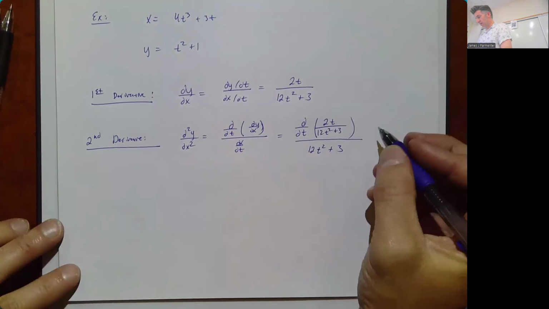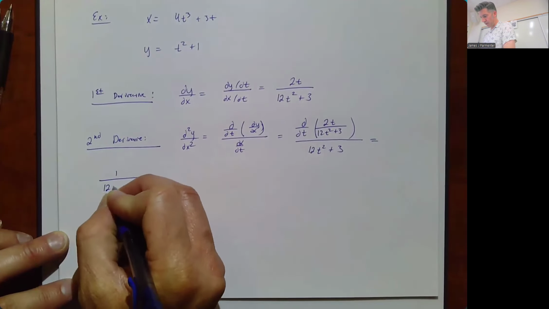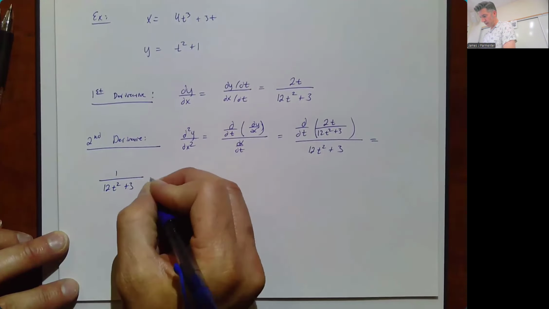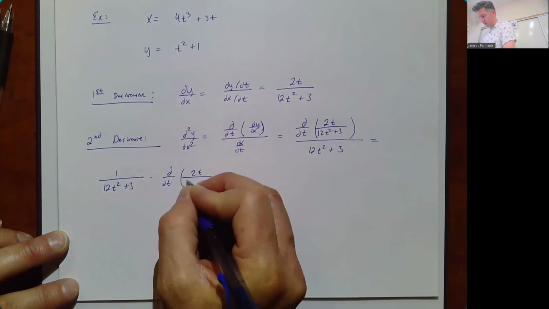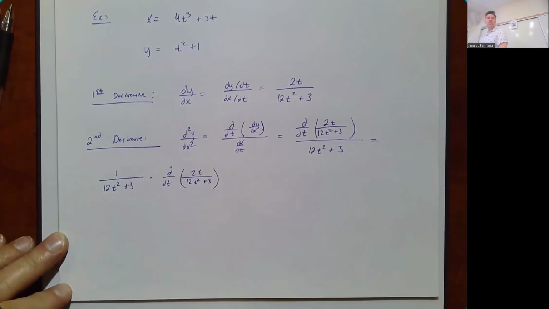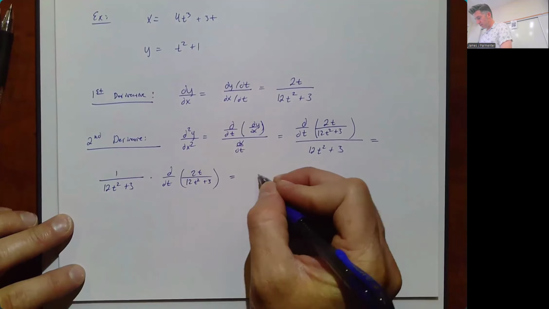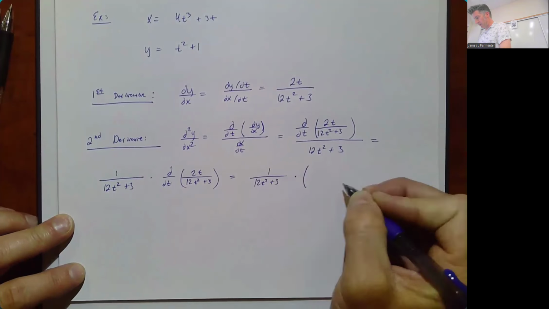Let's make this look a little less terrible. I'm going to write this as 1 over 12t squared plus 3 times the derivative of 2t over 12t squared plus 3, sorry, just to make it not have fractions and fractions. So now we're going to use the quotient rule. We still have the 1 over 12t squared plus 3 times quotient rule.